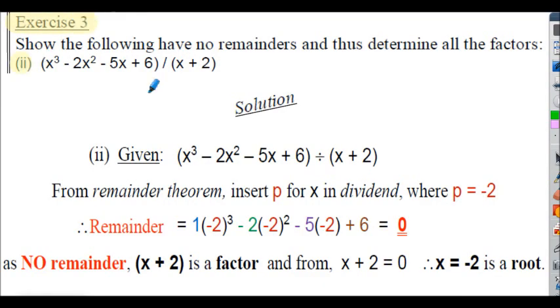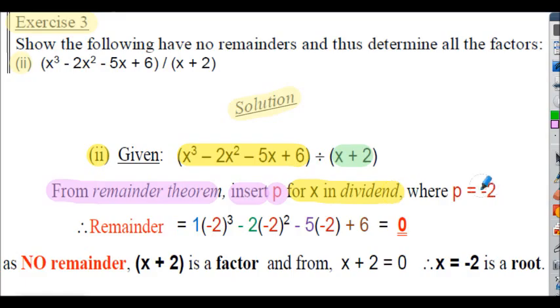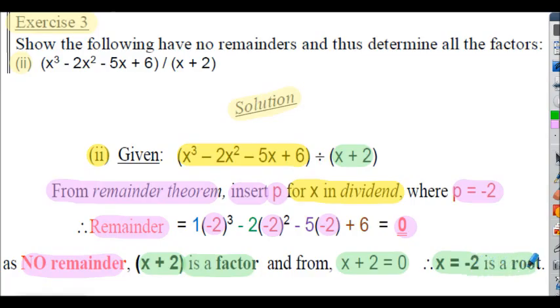Exercise 3, Part 2, Solution. Part 2, we're given a cubic expression for a dividend and a linear expression for our divisor. On remainder theorem, insert p for x in the dividend. Note that p is equal to -2. So inserting -2 for x in the dividend, the remainder is 0. So again, there's no remainder. x plus 2 is a factor, and equating the factor to 0, we have a root is x equals -2.